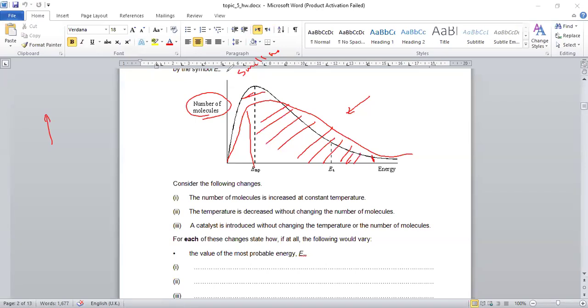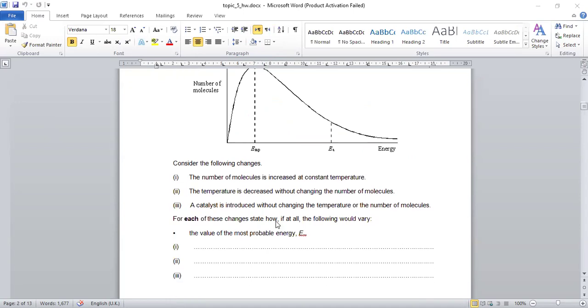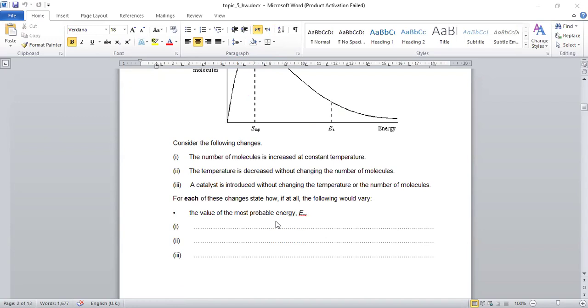Okay? Okay. So let's answer. Consider the following changes. The number of molecules is increased at constant temperature. The temperature is decreased without changing the number of molecules. A catalyst is introduced without changing the temperature or the number of molecules. For each of these changes, state how, if at all, the following would vary: the value of the most probable energy, E activation, I think.